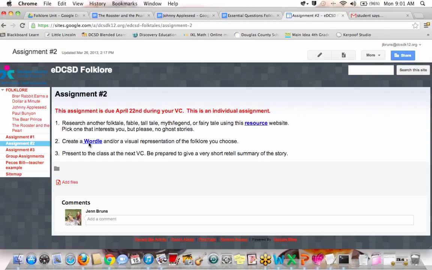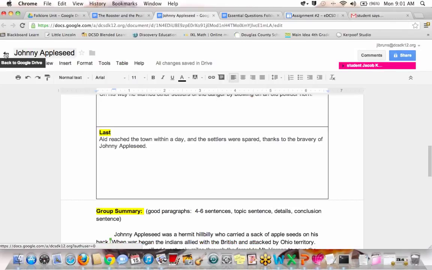You're going to create a Wordle again. Worst case scenario, we'll just have to share our screens if you can't figure out how to insert it into a Google Doc. And you will present it to the class next week. You're going to give us a very short summary of the story. If I were you, this is what I would do. I would go to my Google Docs and create a Google Doc.